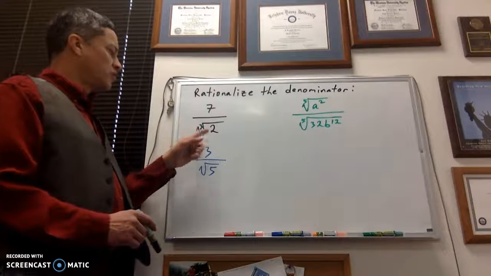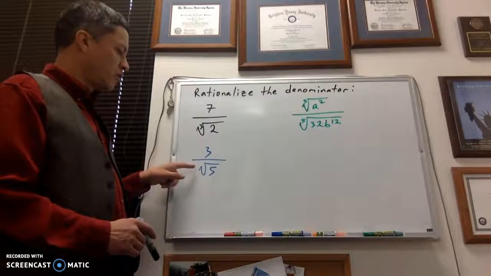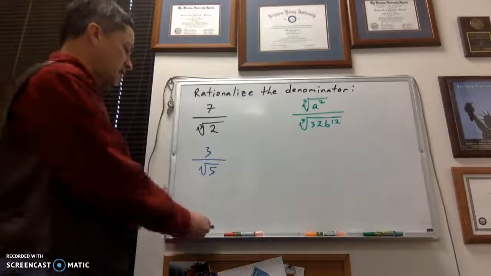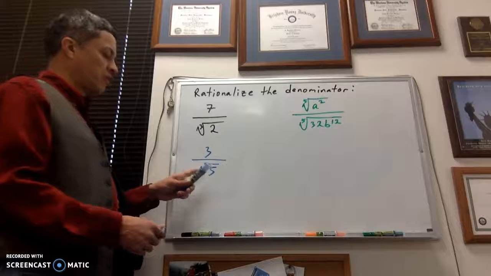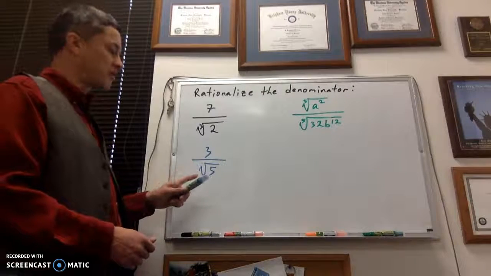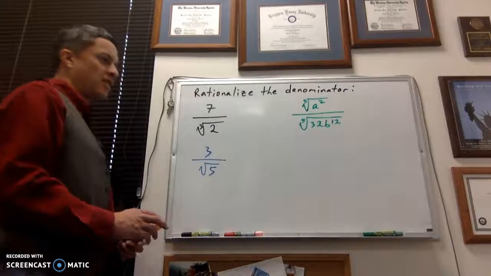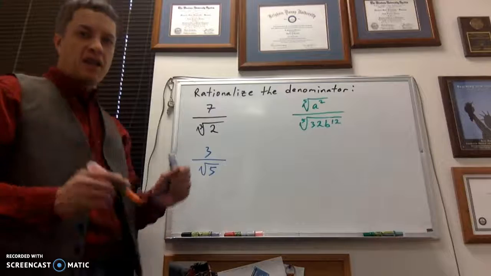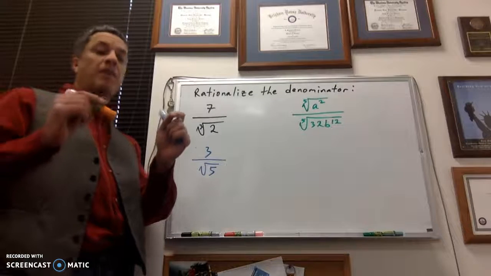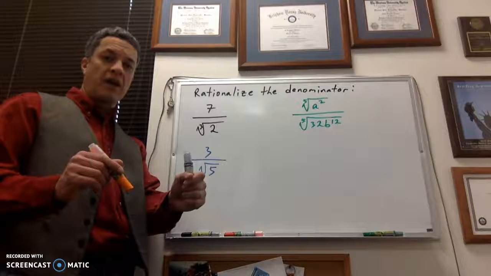7 over the cubed root of 2. Let me come back to that and do this one first. 3 over the square root of 5. So the idea here with the 3 over the square root of 5, I want to get rid of the denominator. I want to get rid of the radical in the denominator. So what I need to do is multiply the numerator and denominator by, ready for it? By whatever creates a perfect square.